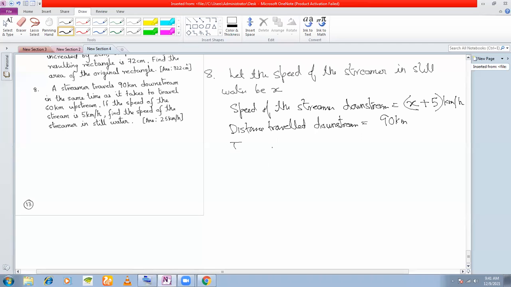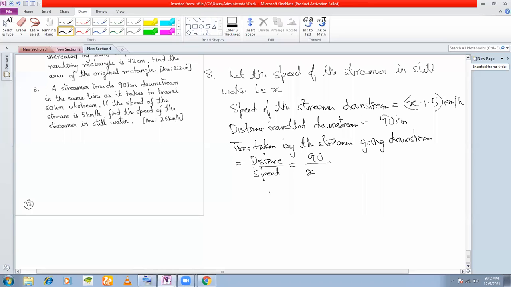So what is the time taken downstream? Time taken by the streamer going downstream. What is the formula for time? Distance by speed. No, the speed into distance is the formula for distance. Here we are talking about the time. So time is distance by speed. 90 by x plus 5 hours, right?